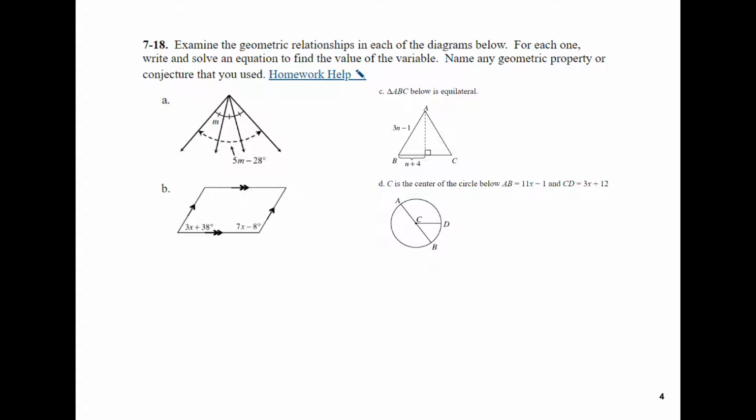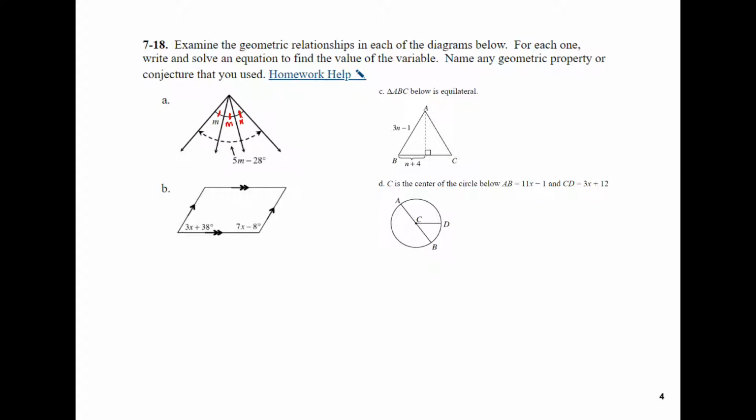7-18 says examine the geometric relationship of each diagram below. For each one, write and solve an equation to find the value of the variables. Name any geometric property or conjecture that you use. So looking at this first picture, we know that these smaller arcs are all congruent.